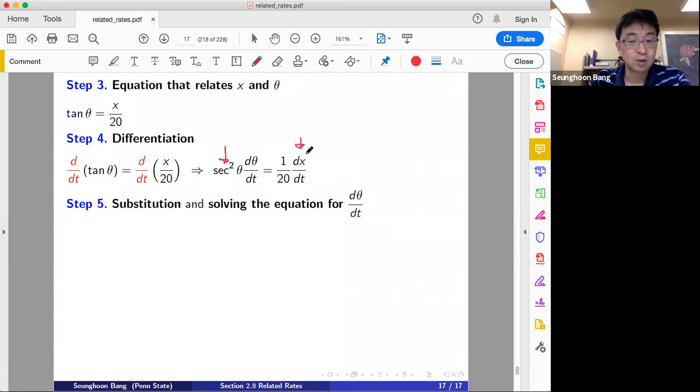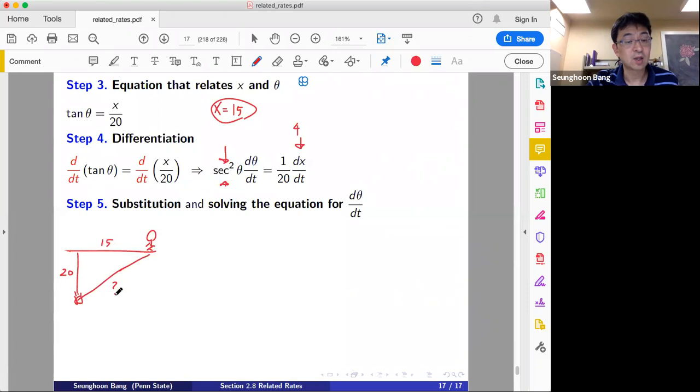Substitute. So dx over dt is given, exactly 4. How can you find secant squared of theta? We can use the x value. What's x? X is 15. Here there's a searchlight, and this is a straight path. This distance is 20. The man stands here, so this is 15. So you can find this length, right?